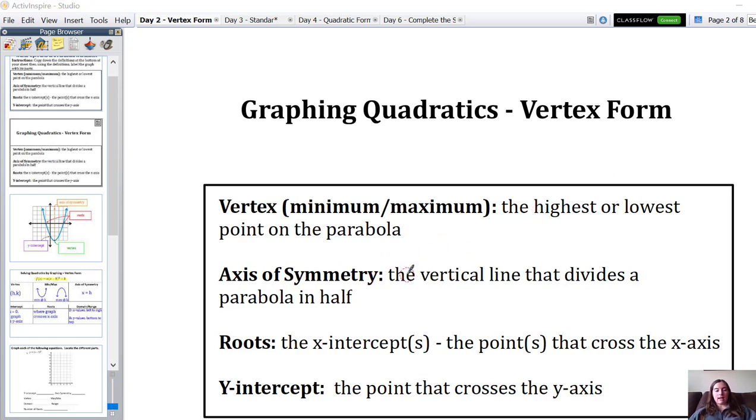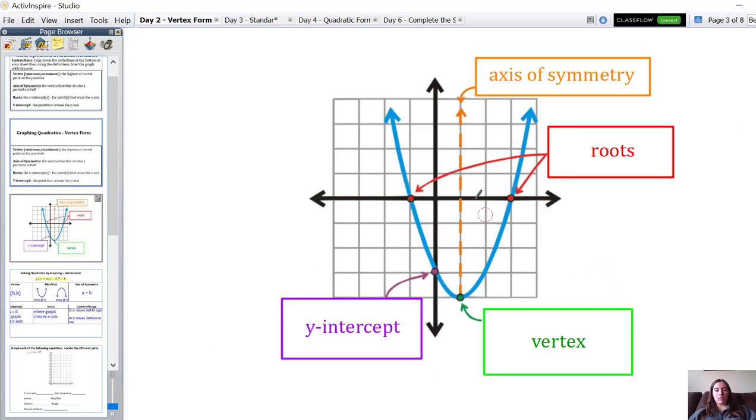Then we have this thing called the axis of symmetry. That is a vertical line that's going to divide our parabola in half. Roots are the x-intercepts, which is where the graph is crossing the x-axis. And then we have a y-intercept, which we only have one, and that y-intercept is where the graph crosses the y-axis. So here's what a parabola looks like.